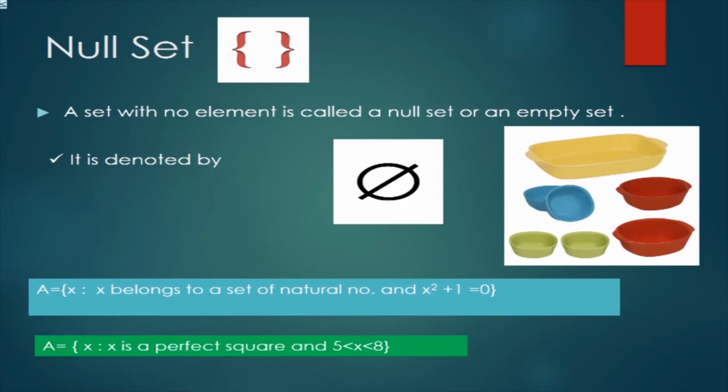Let's take one more example of a set such that elements in the set are perfect squares and lie between 5 and 8. So, there is no such element. So, it is a null set.